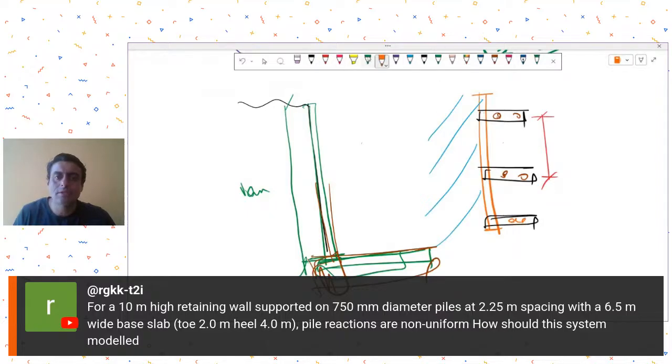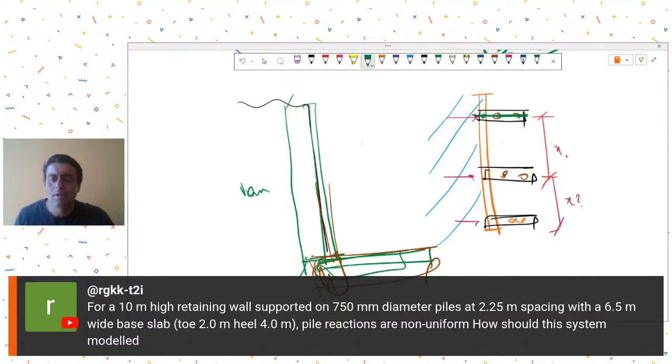You have to first come up with these distances. What should be these distances? That will be decided according to the overturning moments that you are getting and the final pile reactions that you are having. So for modeling, you may model this as a line element.